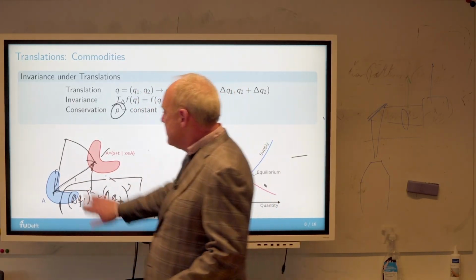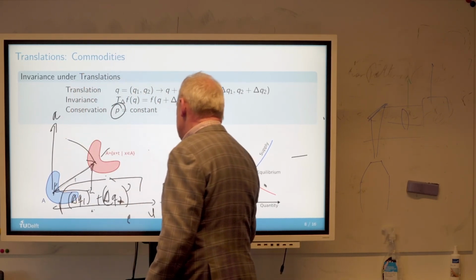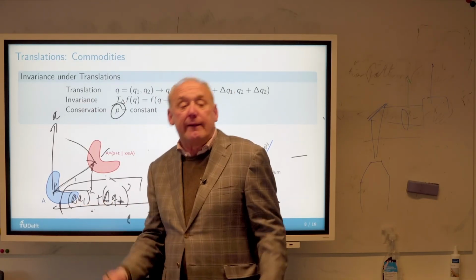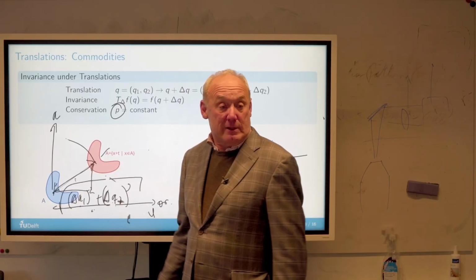But now suppose this is a commodity space, and these are apples, and these are oranges. Now you will have to take apples squared, a little bit weird, but okay. And then I have to add it to oranges squared.